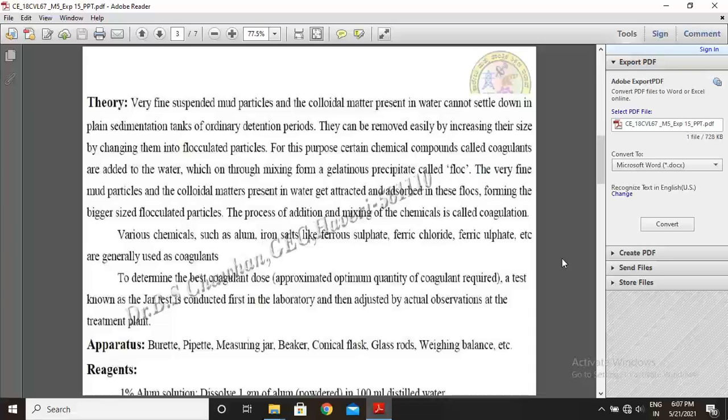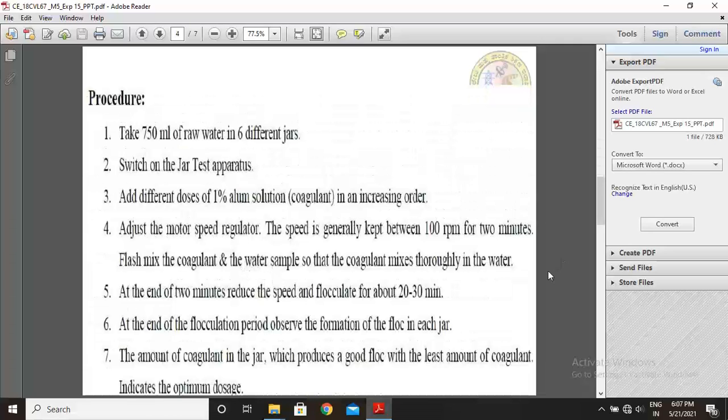Reagents. Which reagents are used for this experiment? Here alum dose is used. That is, 1% alum solution is prepared. So how to prepare this 1% alum solution? Dissolve 1 gram of alum, that is powder, in 100 ml of double distilled water. Then we get 1% alum solution.